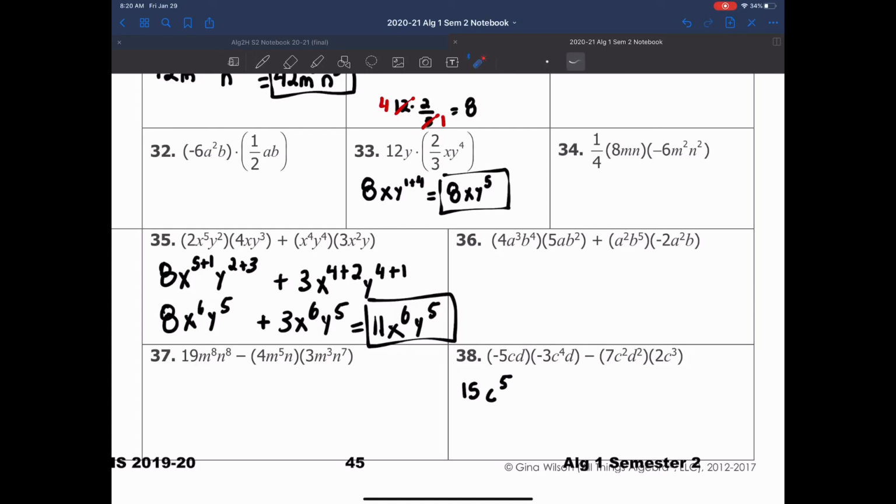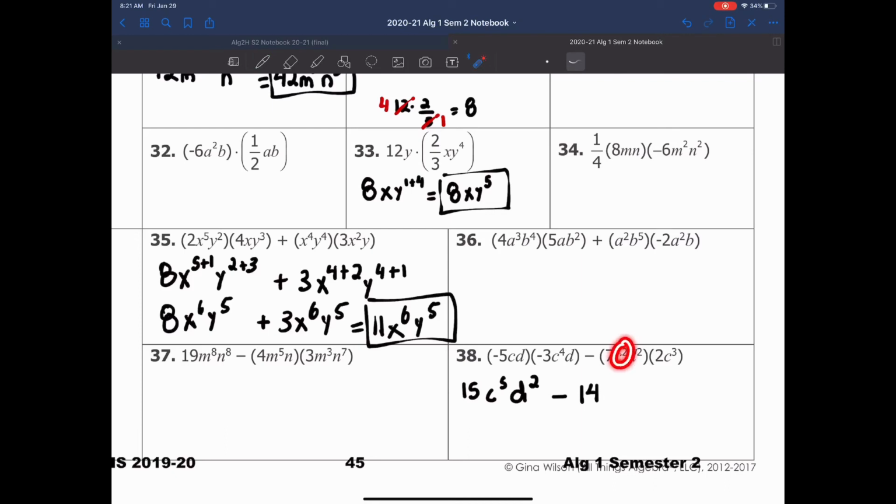Okay? Then we have d to the 1st times d to the 1st. That's going to be d to the 1 plus 1. So that's going to give you d squared. Minus, now let's deal with the second side. We have 7 and 2. 7 times 2 is going to give me 14.